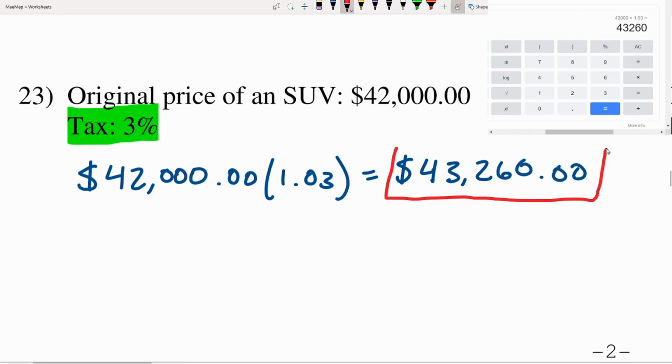that's going to be $43,260. So now I guess I can ask you, well, how much did we actually pay in tax then? Well, we'll just take that total price that we now have and subtract the original. So if we subtracted $42,000 from $43,260, we paid $1,260 in taxes alone for a $42,000 SUV.